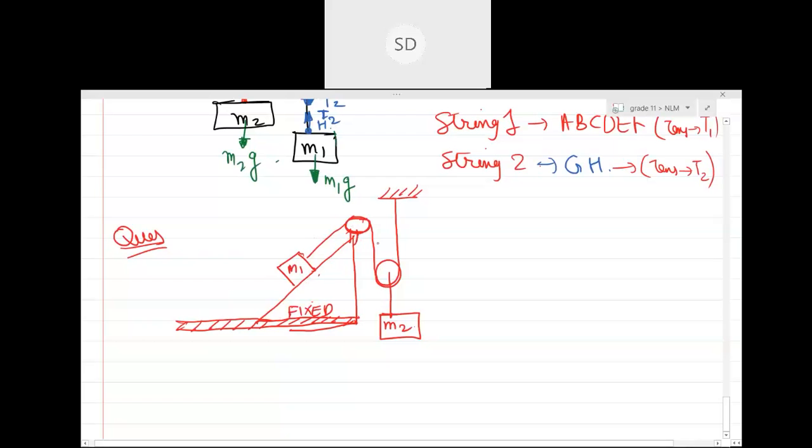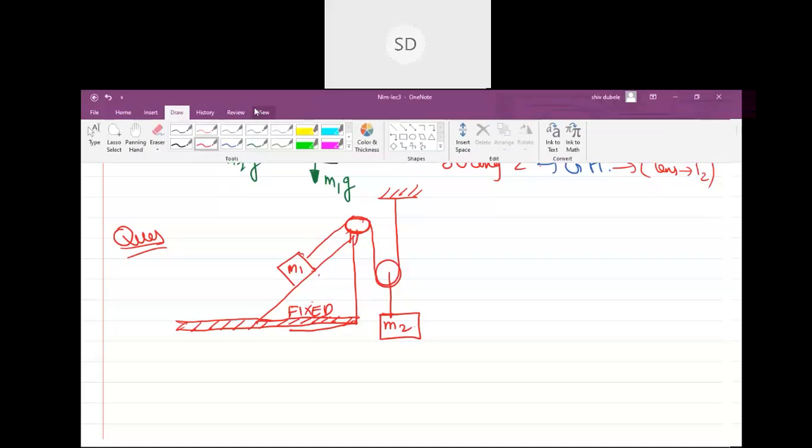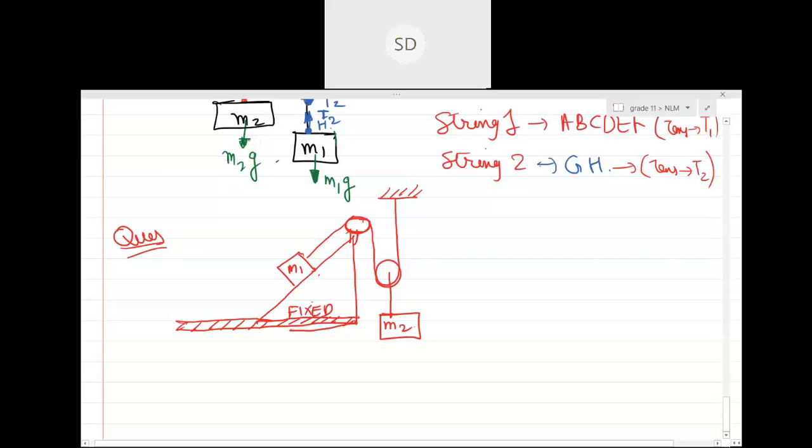Now, can you tell me what all forces will be acting on M1 and M2? Start from where? You will always start from point of contact? No, you will always start from drawing this thing. Wait, the first thing first.